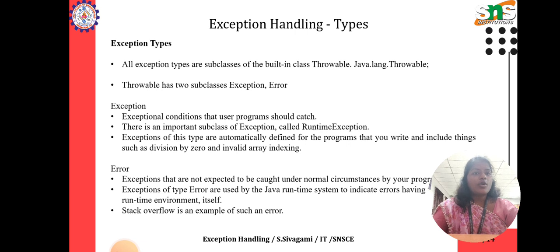Exceptions of this type are automatically defined for the programs that you write and include things such as division by zero and invalid array indexing. Then another one is Error. These are exceptions that are not expected to be caught under normal circumstances by your program. Exceptions of this type are used by the Java runtime system to indicate errors in the runtime environment itself. StackOverflow is an example of such an error.